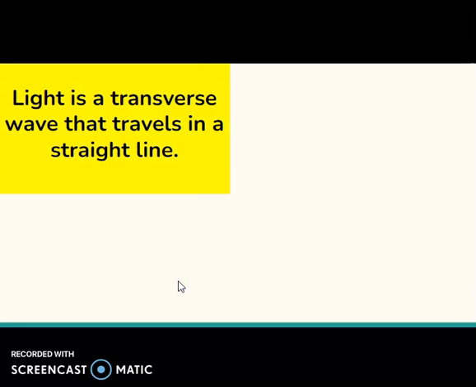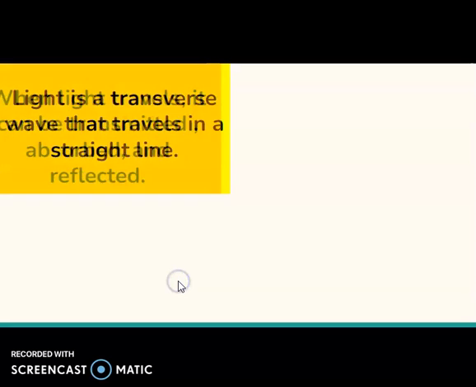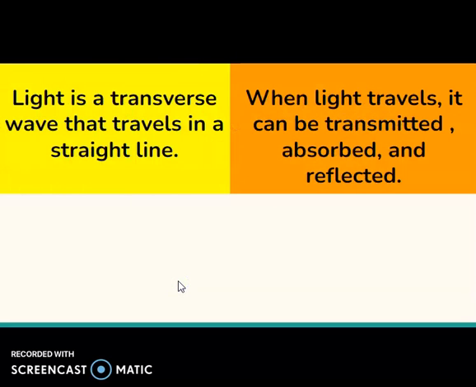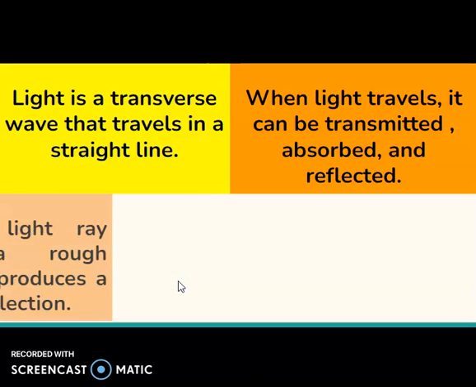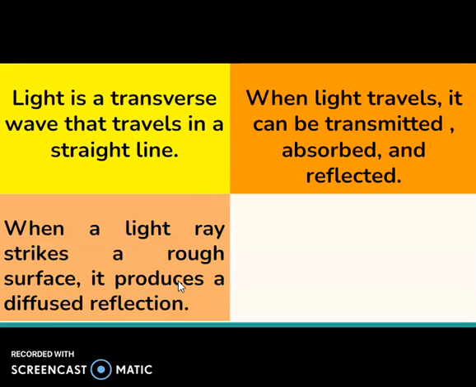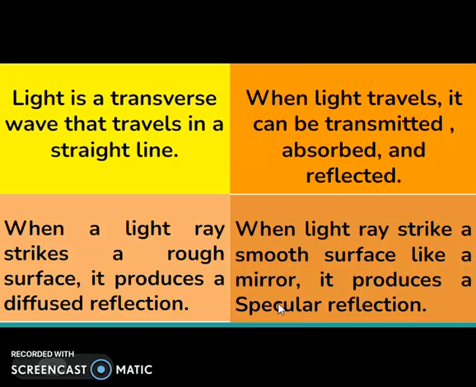Let's begin with wrapping up today's video. What we have learned in this video: light is a transverse wave that travels in a straight line. When light travels, it can be transmitted, absorbed, and reflected. When a light ray strikes a rough surface, it produces a diffuse reflection. And when a light ray strikes a smooth surface like a mirror, it produces a specular reflection.